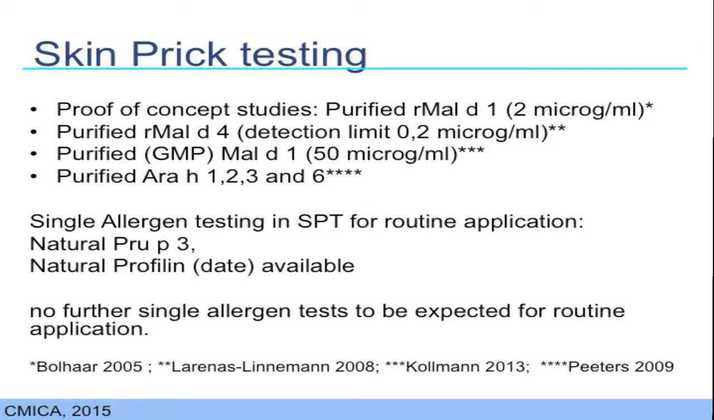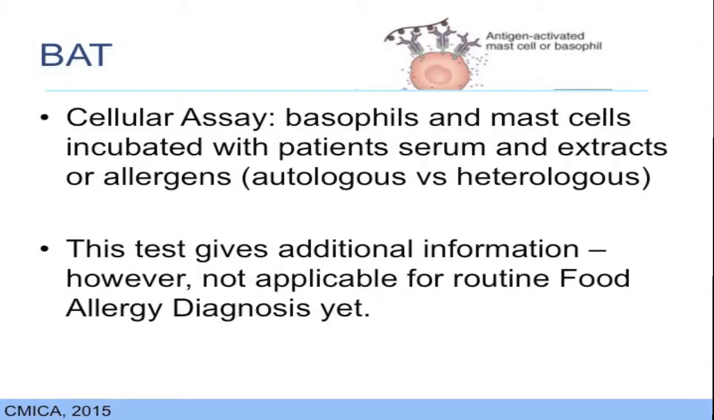There is a natural Pru p 3 coming from the peach, a highly enriched peach extract containing only this LTP. So this is available for skin prick testing. And in addition, there is a profilin coming from the date. This is also something you can use. So, of course, there are also the cellular tests that you can do.